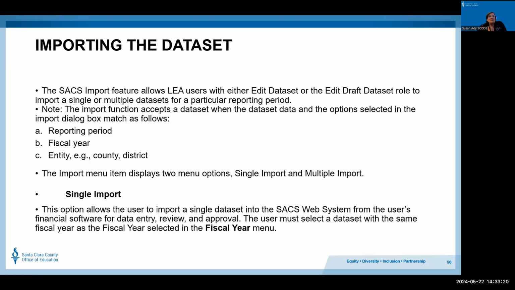And then make sure that everything matches as closely as possible your reporting period, your fiscal year, your entity, which is a county or a district, and then hit the import menu. It's going to display, again, the two options, the single or the multiple import. Go ahead and select the single import, and then we'll go from there.